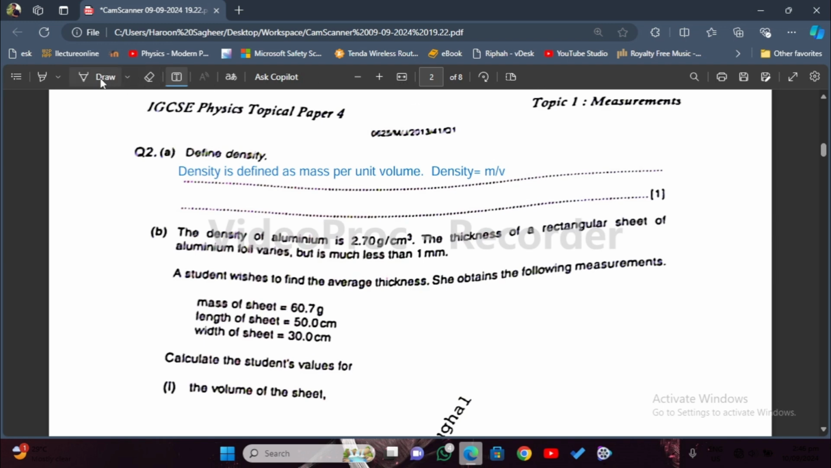Part B says the density of aluminum is 2.70 grams per centimeter cube. The thickness of the rectangular sheet of aluminum varies. So there's a sheet of aluminum whose thickness is varying, but it's much less than 1 millimeter. Since it says much less than, we're not really sure what the accurate thickness of this aluminum foil is. However, a student measures the dimensions of the sheet: the mass came out to be 60.7 grams, and length and width are given as well. You can see their readings.